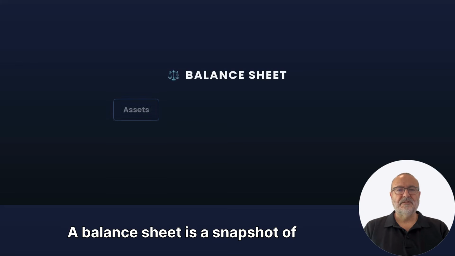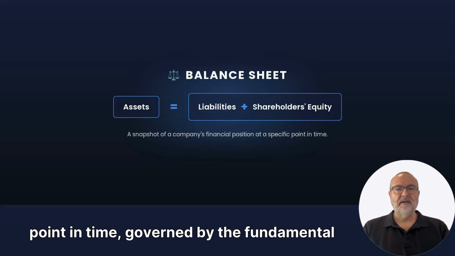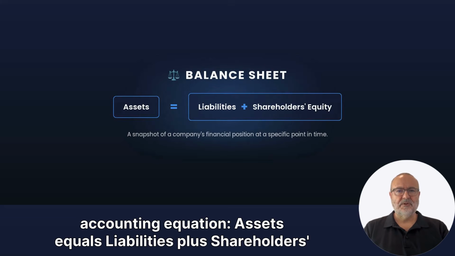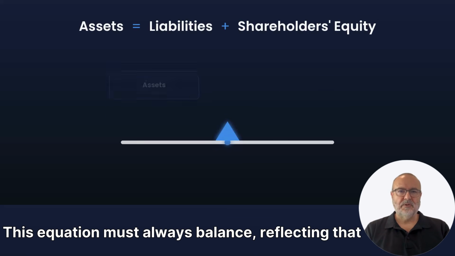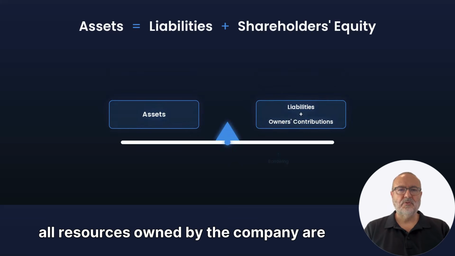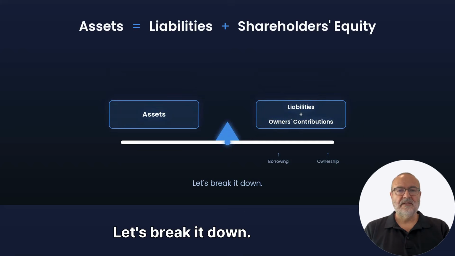A balance sheet is a snapshot of a company's financial position at a specific point in time, governed by the fundamental accounting equation: assets equals liabilities plus shareholders' equity. This equation must always balance, reflecting that all resources owned by the company are financed either by borrowing or by owners' contributions. Let's break it down.